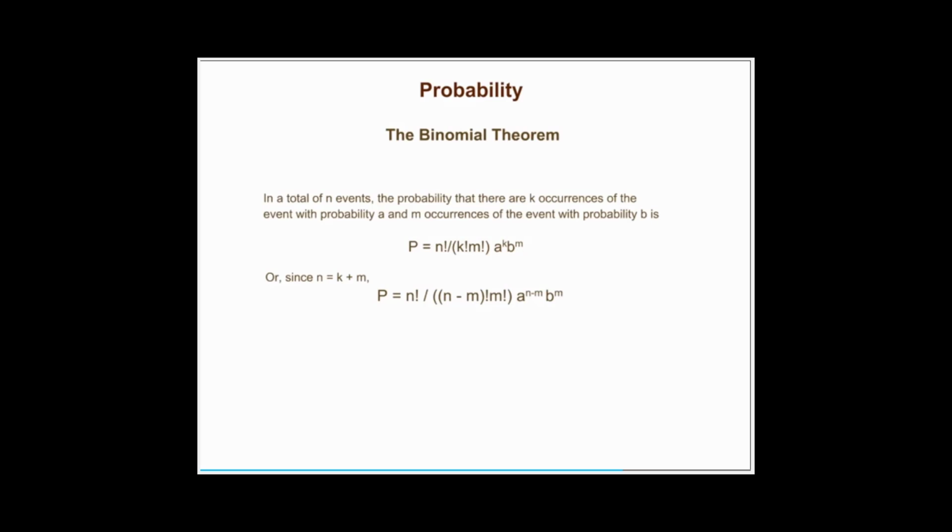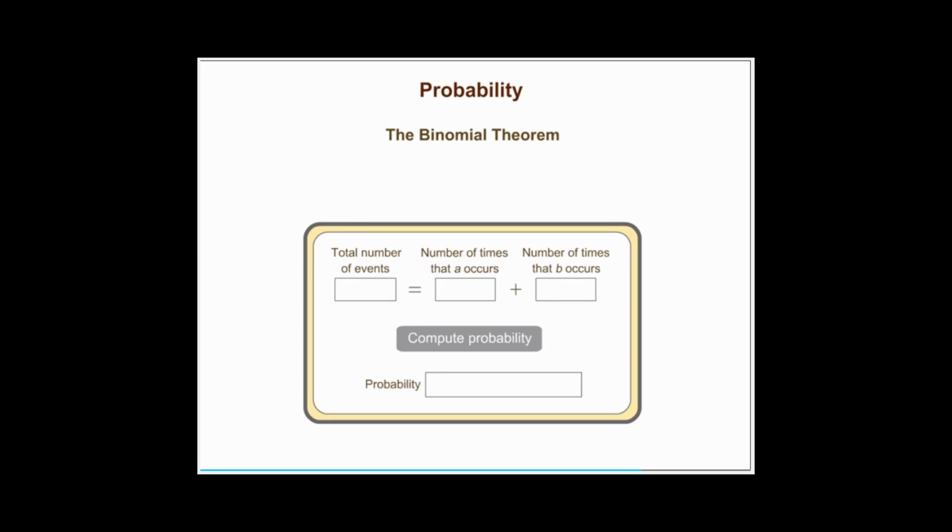For example, the coefficient of A to the power of k times B to the power of m tells us how many different ways the event with probability A can occur k times, and the event with probability B can occur m times. The binomial theorem can be used to calculate probabilities in cases where one of two outcomes is possible during each of a number of trials.